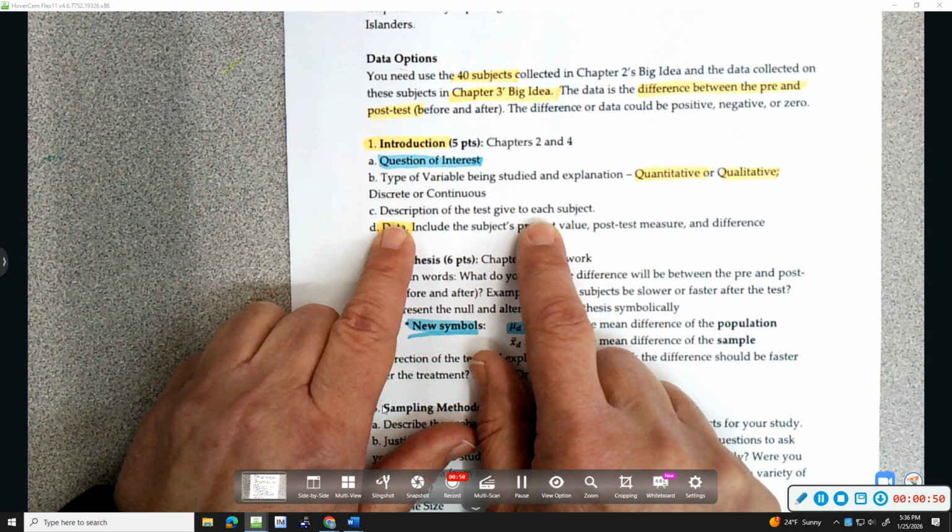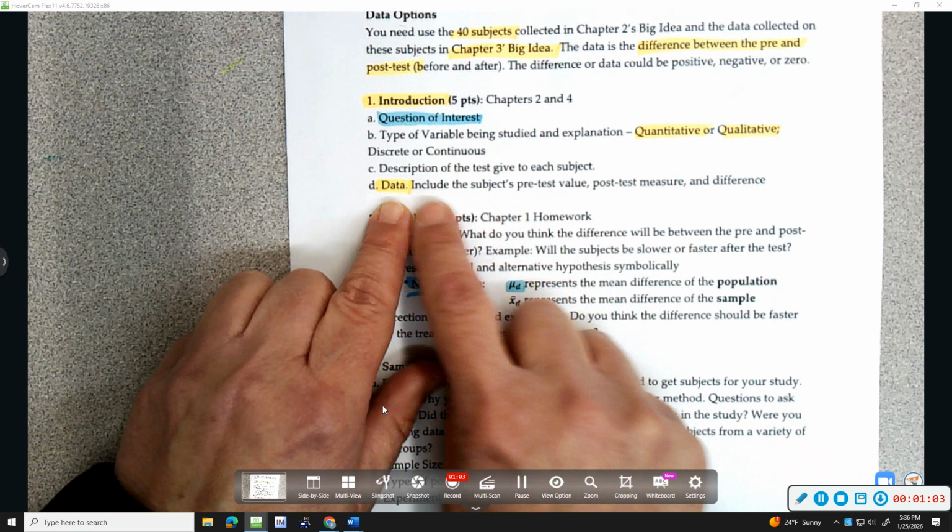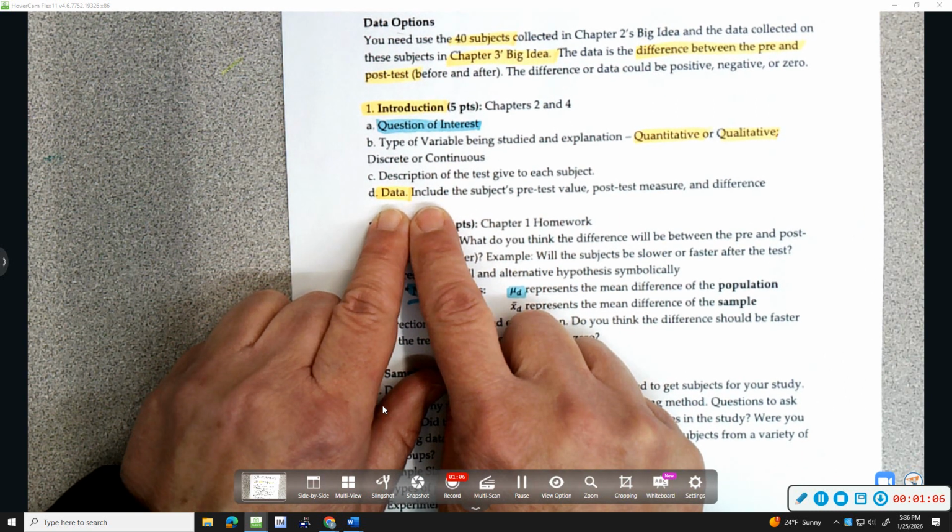The description of the test, so that would again be your protocol. You can either include it in part A or part C, but I need your protocol. What were you doing? What were you measuring? How long did you wait before you administered the treatment and measured the post-test? I need your data. This can come from your Google Sheets.